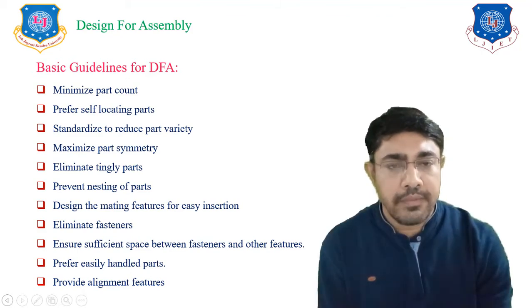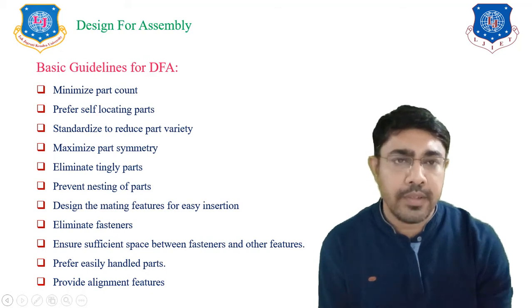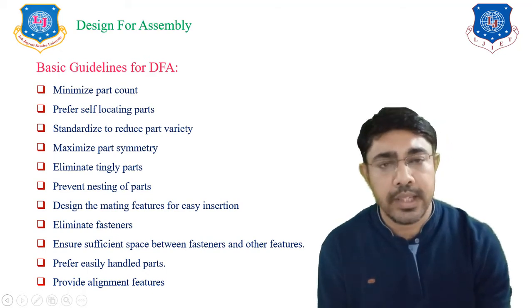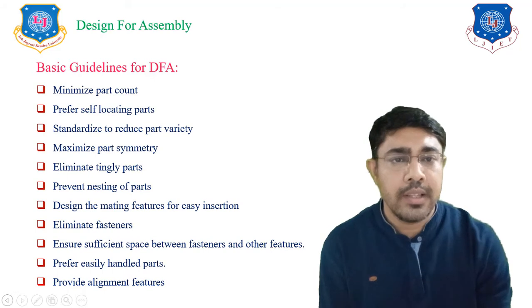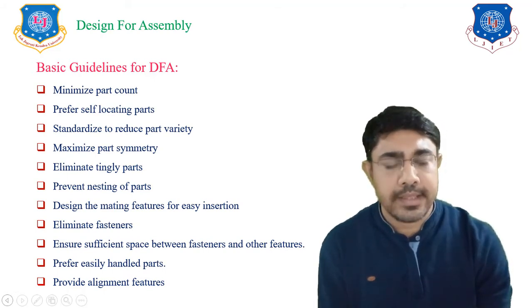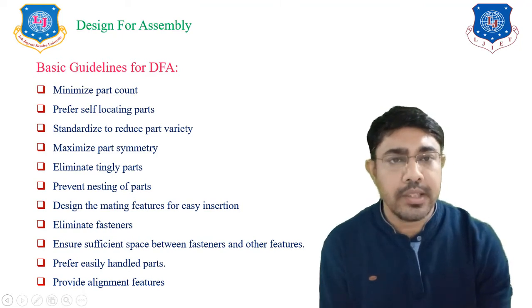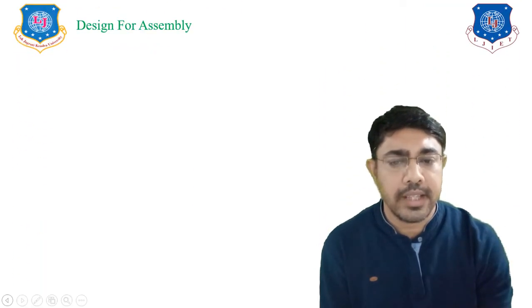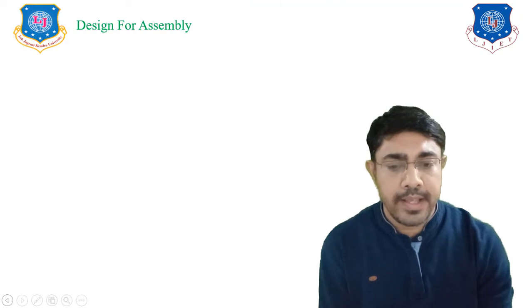And if you look at the methods of assemblies, there are three methods. First is the manual, second is the fixed automatic method, and third is the flexible automatic method. So based on the assembly methods, there are guidelines for the design for assemblies.